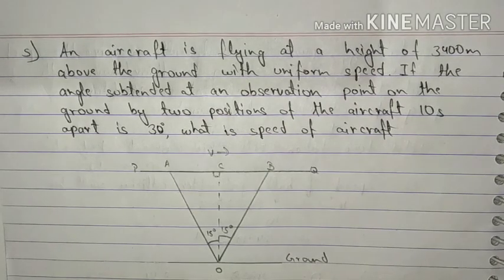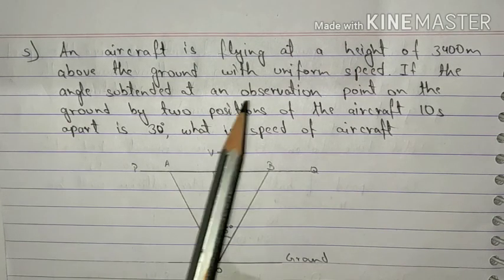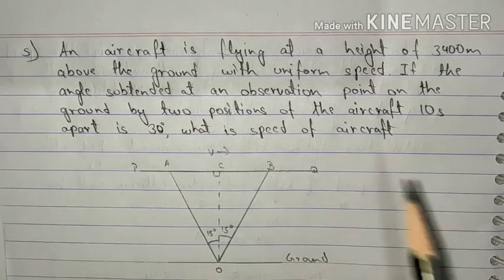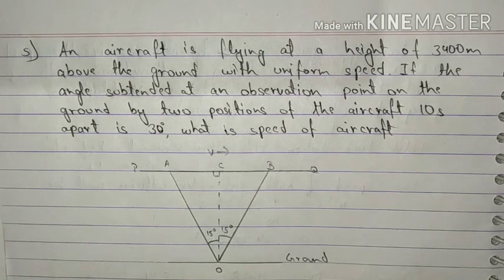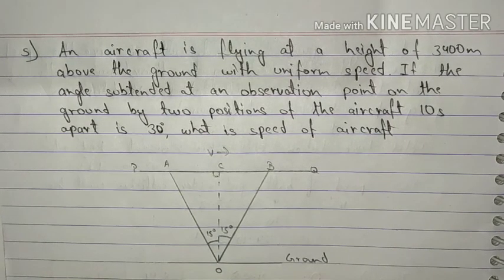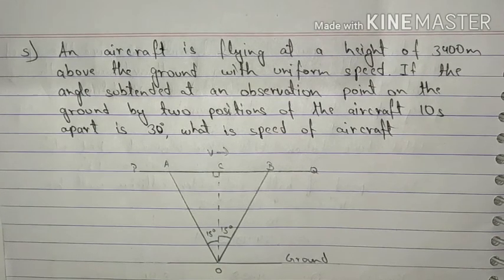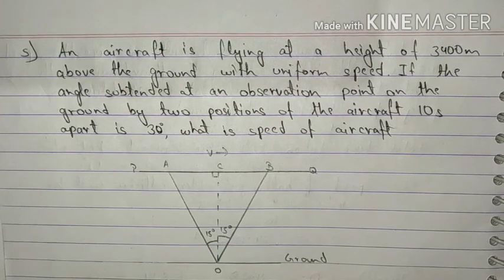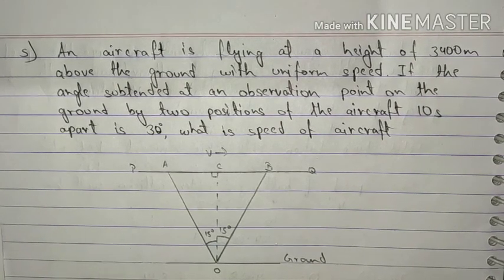Let's move on to the next question. An aircraft is flying at a height of 3,400 meters above the ground with uniform speed. If the angle subtended at an observation point on the ground by two positions of the aircraft 10 seconds apart is 30 degrees, what is the speed of the aircraft?